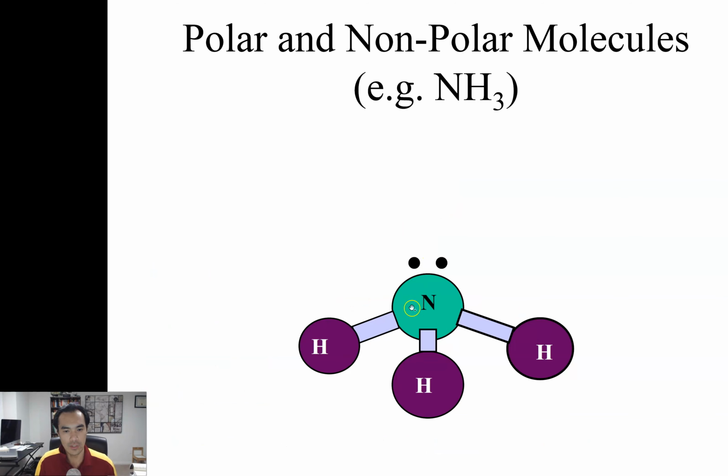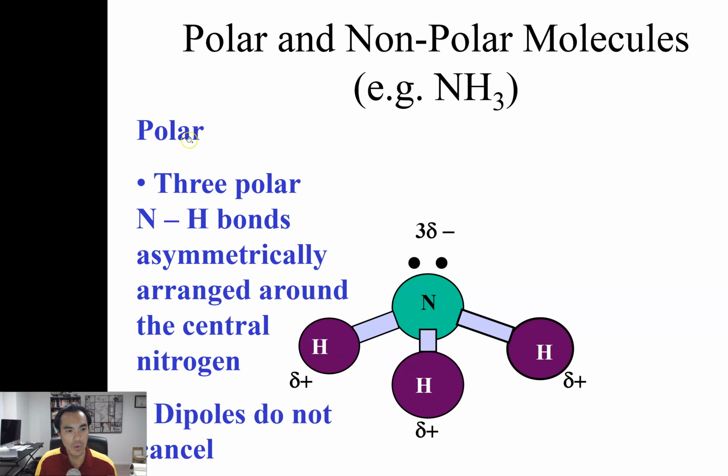Now, here's another example, NH3. NH3 is again going to pull from the hydrogens, and then you've got this extra lone pair here. So now what are you going to do? Well, in this case, you have a 3- partial charge, because just like the water situation, you're pulling from all three directions, and then the nitrogen ends up getting that 3- partial charge. So in this case, you're also going to get a polar molecule.